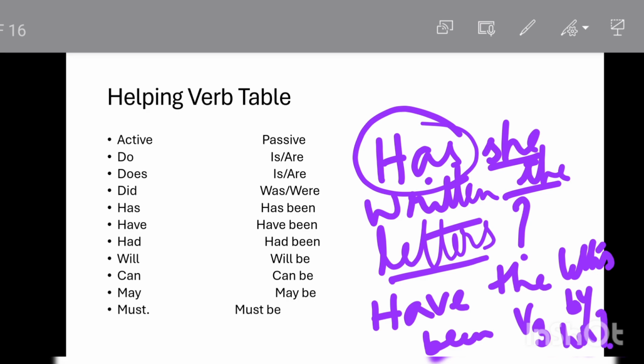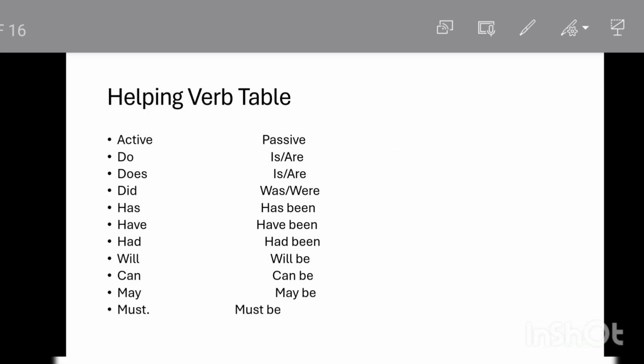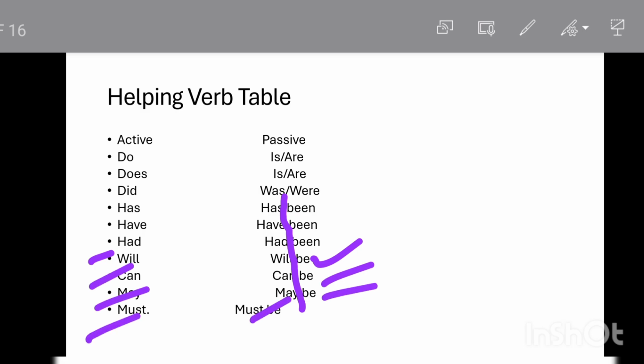Okay, so it depends. Now if your question starts with will, your answer will start with will be. Will, then the subject, then be, that you remember. There will be a gap between these. It means first you have to write the auxiliary verb, then the object, then be or been. The same applies if your question starts with can be, may be, must be.